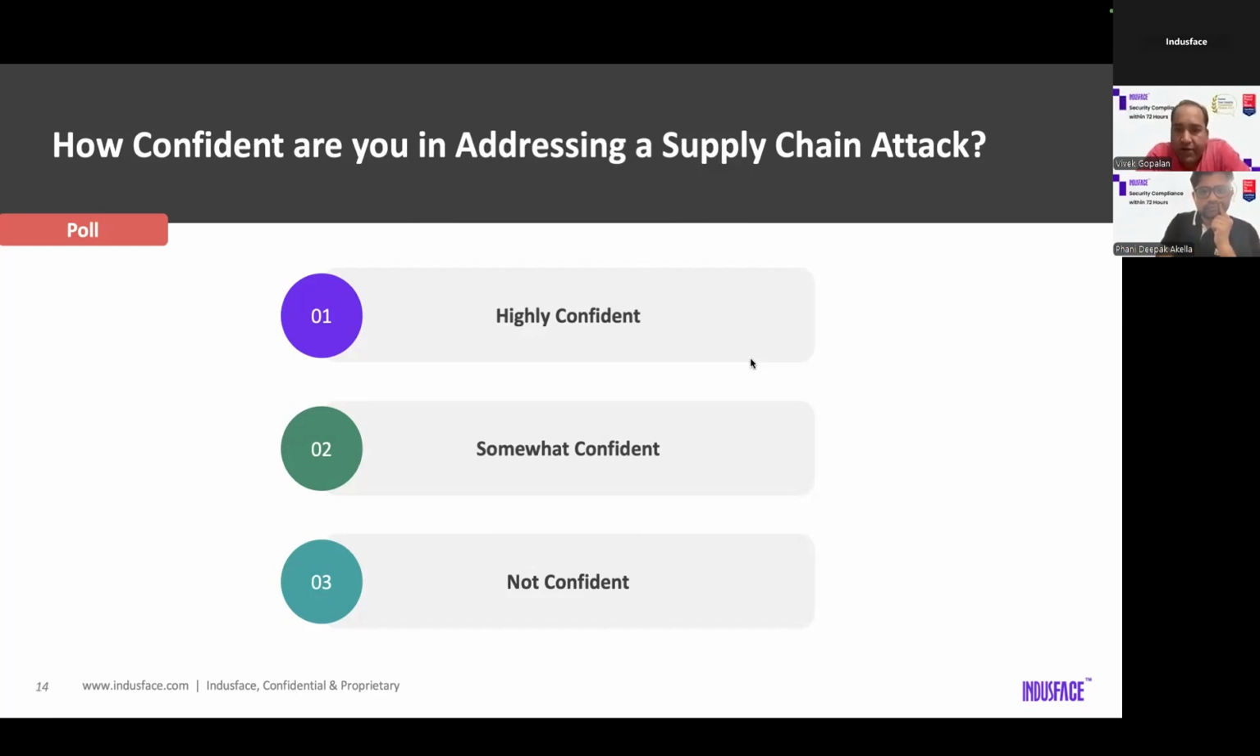Great. About 50% of you have said that you are somewhat confident, and 50% have said no, they are not confident. So I think that makes a lot of sense. It's an evolving space, and you should keep looking at how you can improve your confidence and protect yourself against these kinds of attacks. Hopefully, this session gives you some information on how you can go about doing the same.